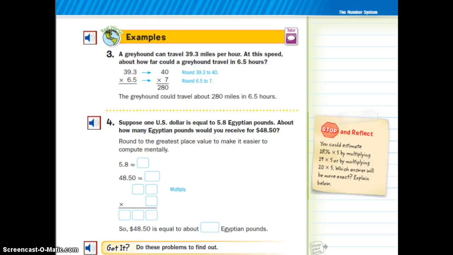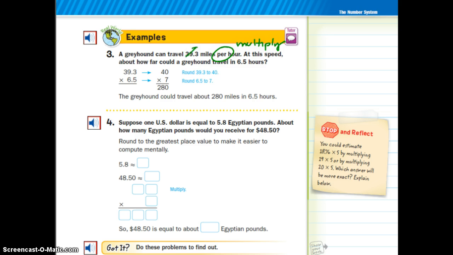Okay, so in word problems, again, it's very important that you actually read the words and try to figure out what mathematical operation you have to do. A greyhound can travel 39.3 miles per hour. Ooh, that's my key right there. That's a multiplier word, so we know we're going to multiply. At this speed, how far could a greyhound travel in 6.5 hours?